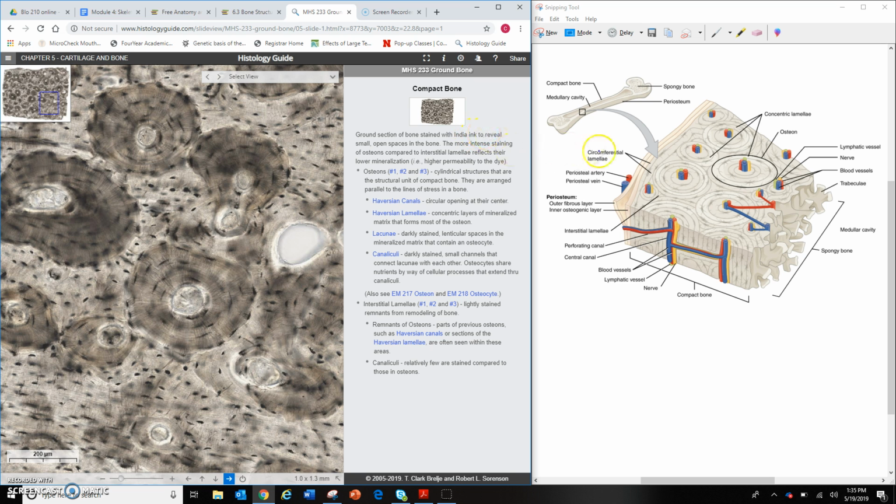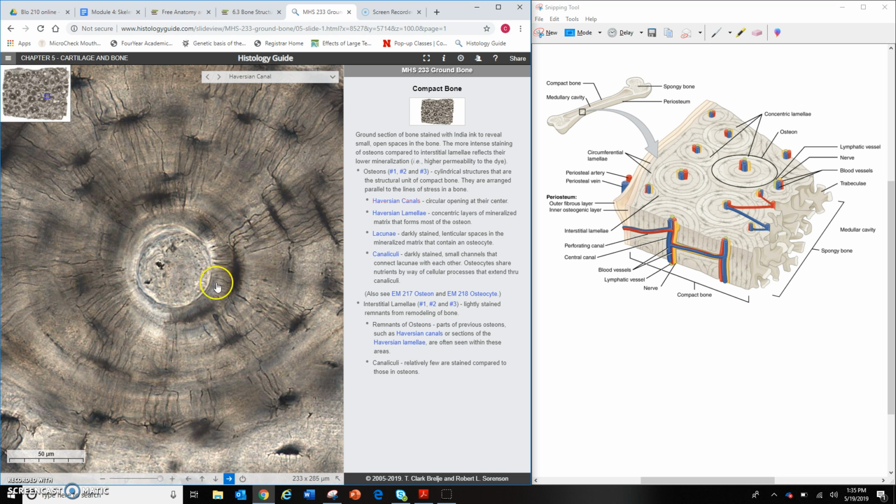Now, inside each osteon, we have a central canal called a Haversian canal. So if I click on this link here, it's zoomed in for me on one osteon, and right there in the middle is the Haversian canal. Now, the Haversian canal is not labeled on figure 6.12, but I definitely would expect you to be able to easily identify that.